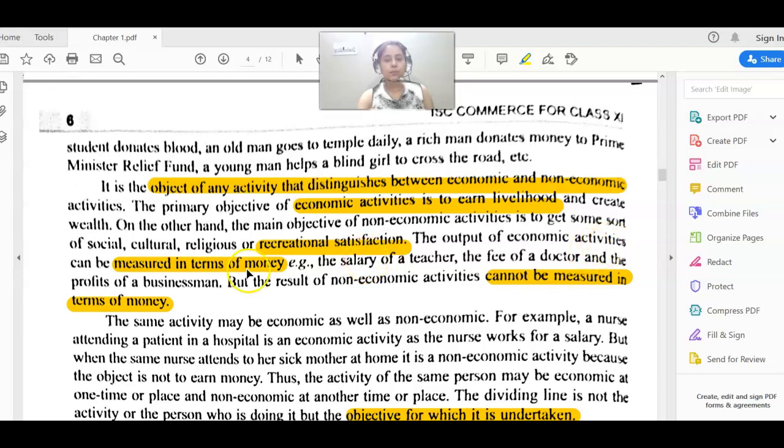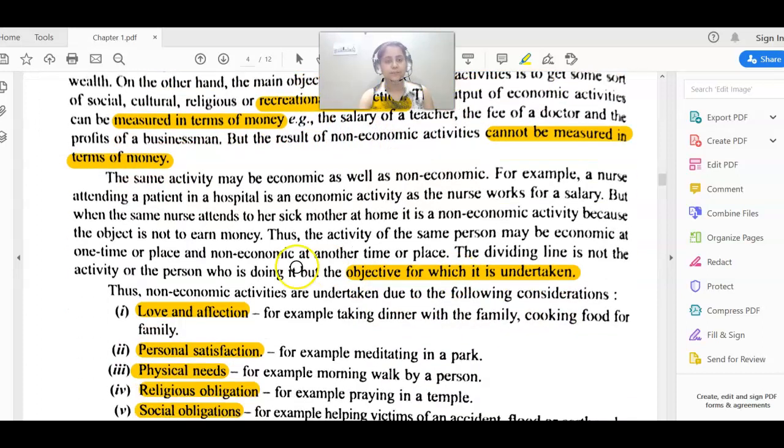The output of economic activity can be measured in money, because a maid who comes to your house and works the whole day gets 100 rupees per day; that is measured in money. But your mother worked the whole day, 24 hours, and that cannot be measured in money. That is because she's doing it out of her own satisfaction, out of her love for you. For example, the salary of a teacher, the fee of a doctor, and the profit of a businessman are economic activity. But the result of non-economic activity cannot be measured in terms of money.